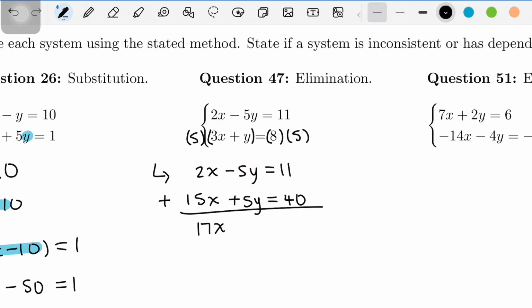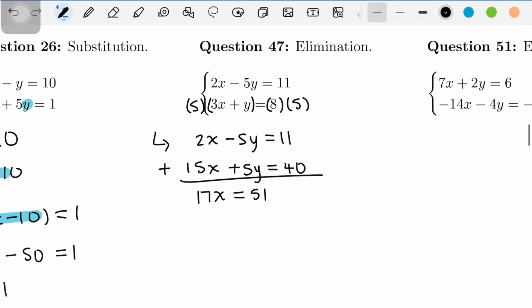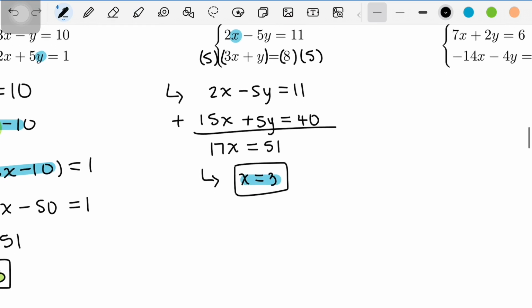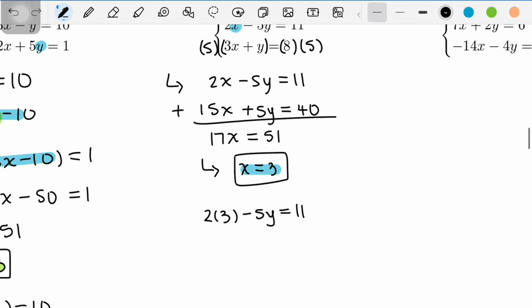And so we'll have 17x is going to be equal to 40 plus 11. So this will be 51. And so dividing by 17 on both sides, we're going to get that x is equal to 3. Now, just like in the last example, once we have a value for one variable, we're then just going to plug it into one of our equations. So we're going to plug this x value into the top equation there. So we're going to get 2 times 3 minus 5y is equal to 11. And so now we just want to solve for y.